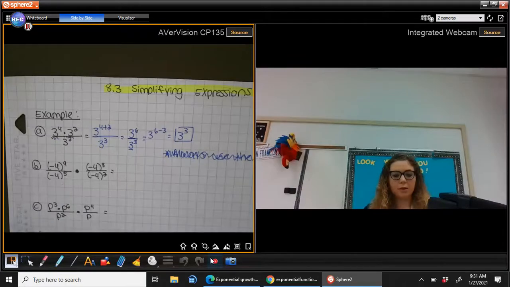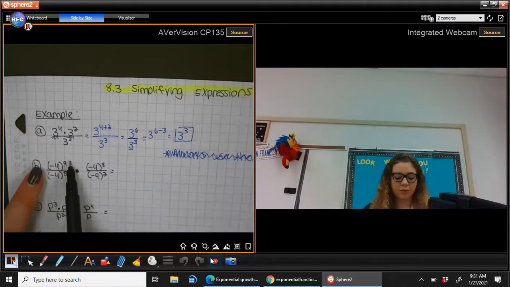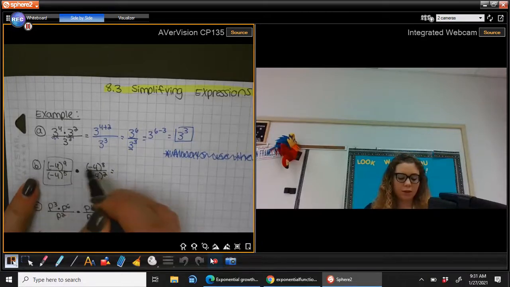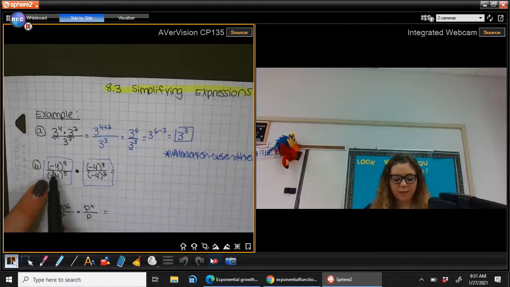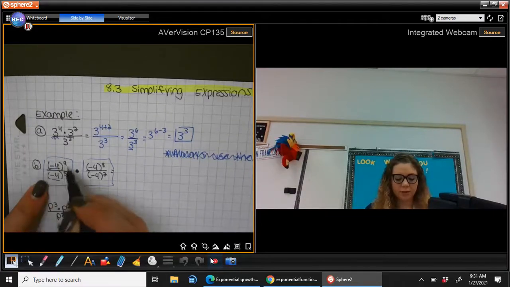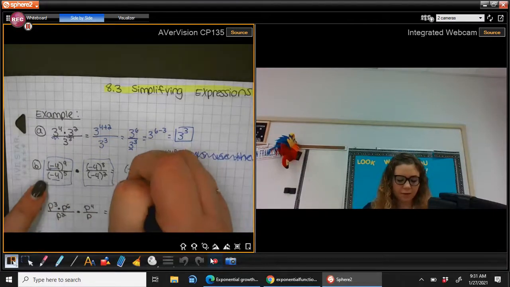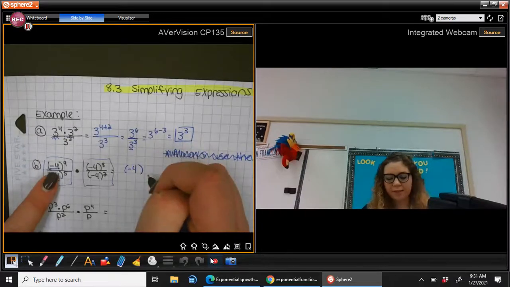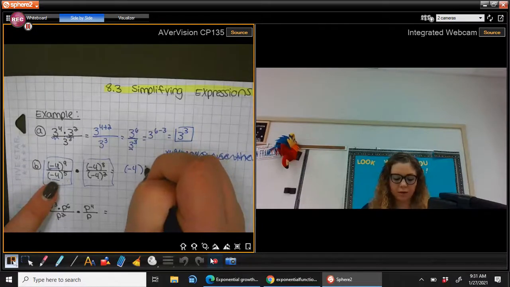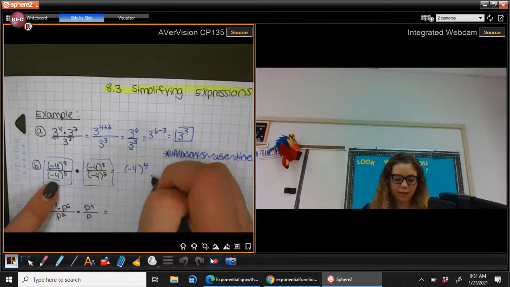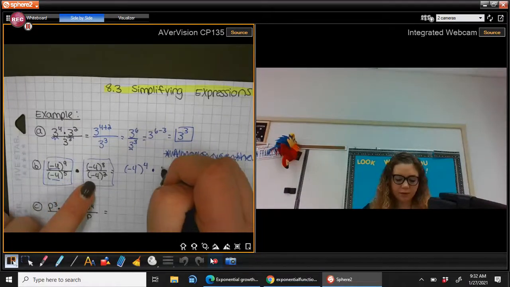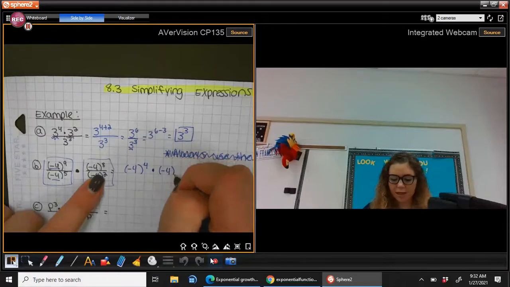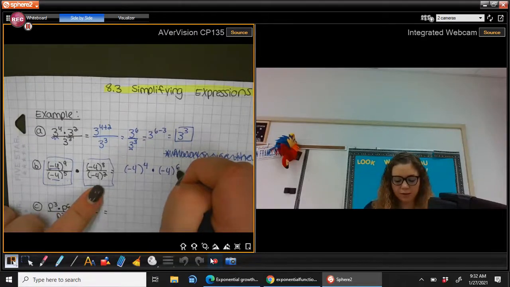This one, what I would do is I would simplify each one first and then combine. My bases are the same here, so I'm going to subtract my exponents. So I'm going to have negative 4. 9 minus 5 is going to give me what? 4. Times, again, my bases are the same, so I'm going to subtract my exponents. 8 minus 2 is going to give me 6.